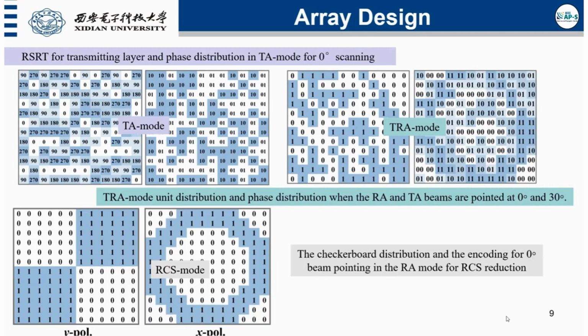In this slide, you can see the RSRT for the transmitting layer and phase distribution in TA mode for zero scanning. TRA mode unit distribution and phase distribution when the RA and TA beams are pointed at 0 and 30, respectively. The checkerboard distribution, and the encoding for zero beam pointing in the RA mode for RCS reduction.